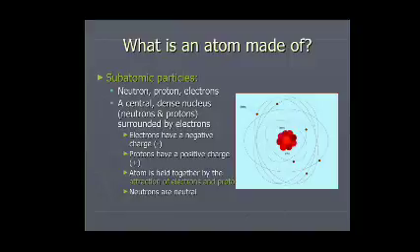Atoms are made of electron, proton, and neutron. These electron, proton, and neutrons present in an atom are called fundamental particles. Subatomic particles are neutrons, protons, electrons.